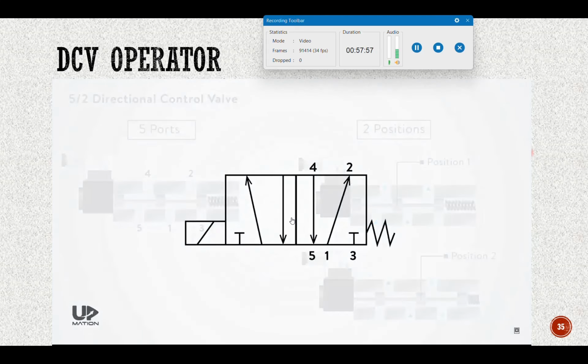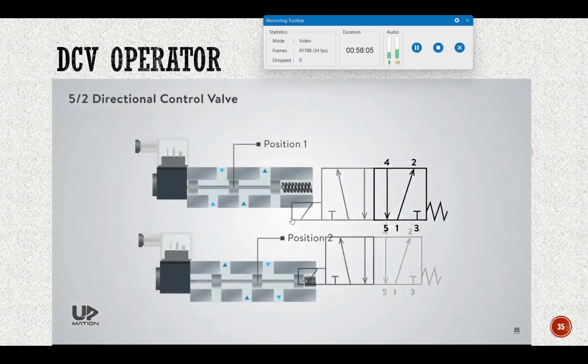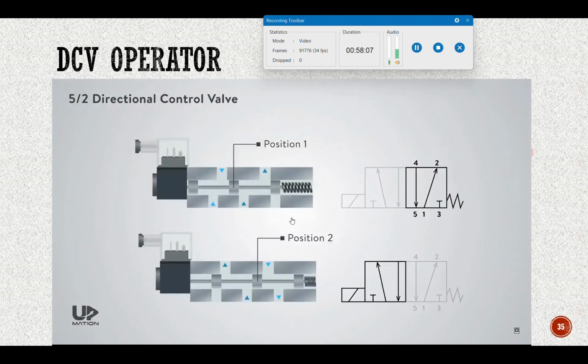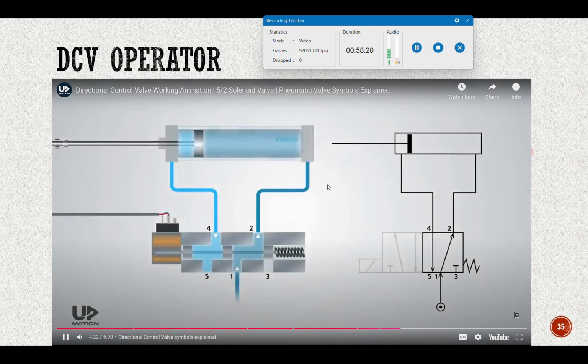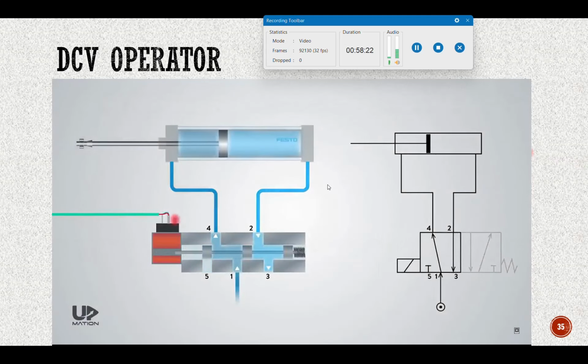Reading and interpreting the symbols may seem a little bit challenging sometimes. For instance, this directional control valve has such a symbol. Each square in the symbol represents a position or state. And in each state, some arrows show the path that air can flow through at a specific position.